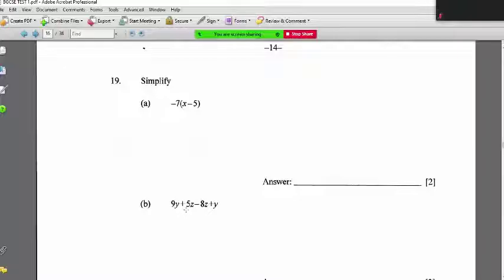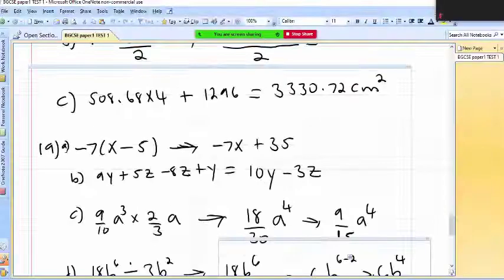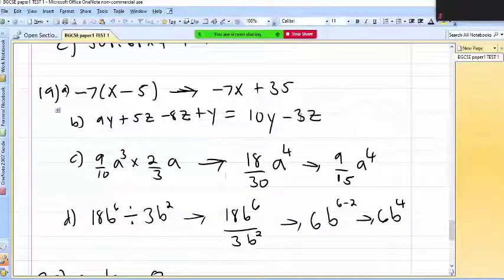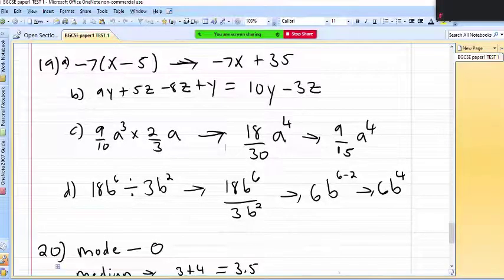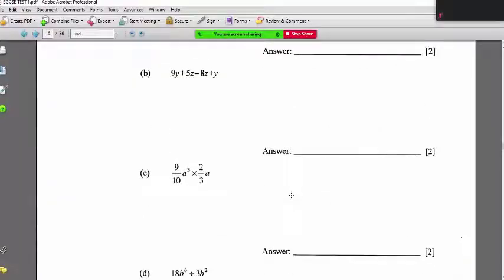Part B, you're adding like terms together. So we have 9y plus 1y, which gives me 10y. 5z minus 8z. So 5 minus 8 will give me a what? A minus 3. So it's 10y minus 3z. Okay, and that's this one right here. 10y minus 3z.